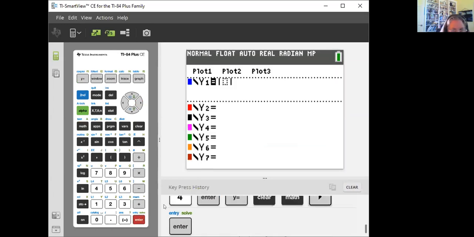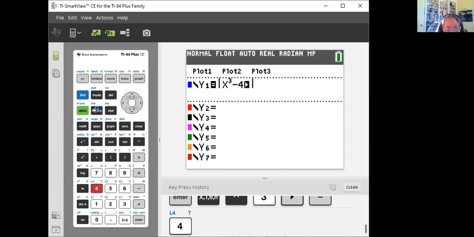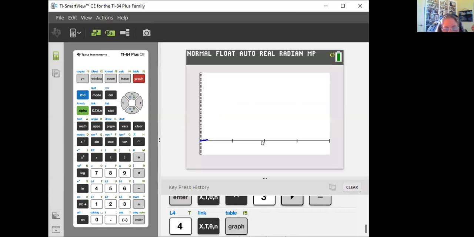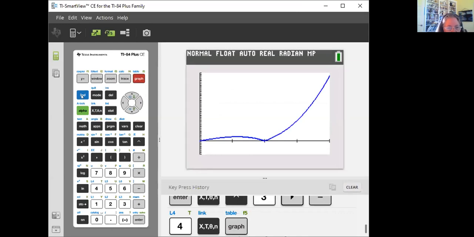It was, oh, I forgot. X cubed minus 4x. All right, so x cubed minus 4x. Now, look what happens when I graph the absolute value. It takes that negative piece and makes it positive. So I don't have to worry about the sign anymore. Now I can just integrate straight from 0 to 4. So if you want to get rid of that negative piece, take the absolute value.